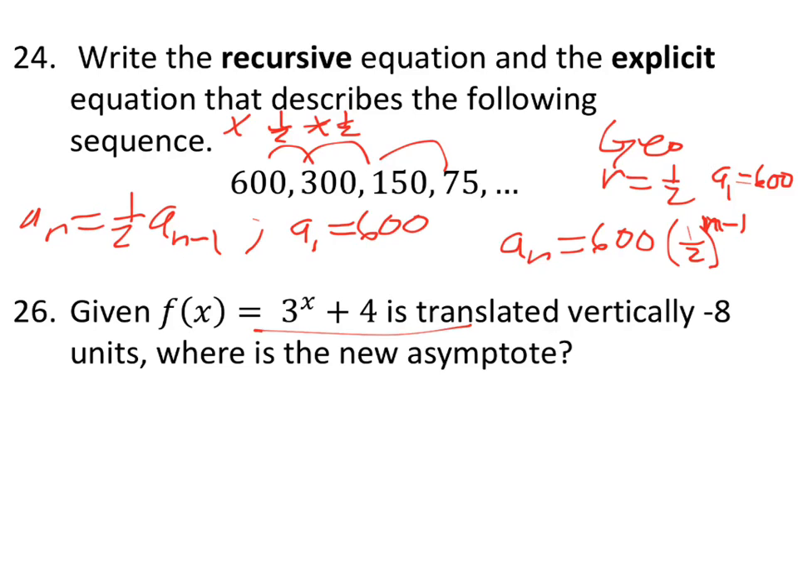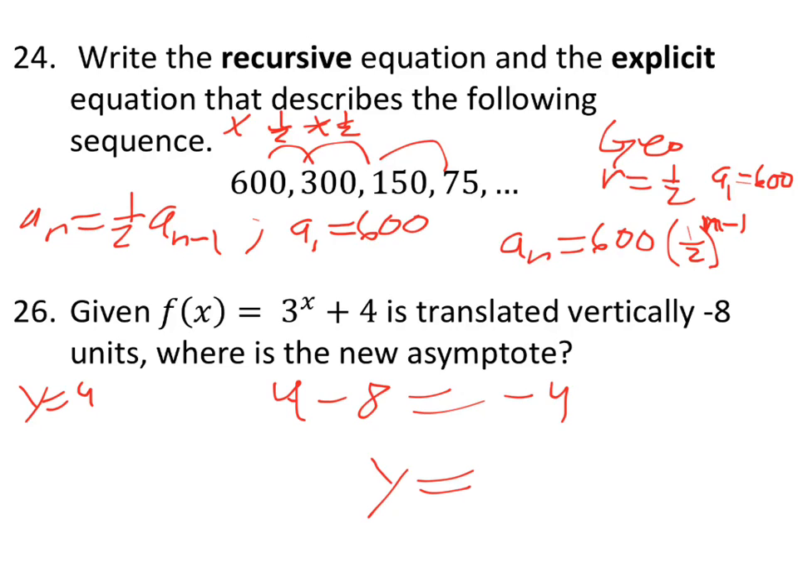26. Given this, translate vertically negative 8 units. What's the new asymptote? Well, this guy here is an exponential, and this is the asymptote, y equals 4. And if you shift vertically negative 8 units, that's just 4 minus the 8, which will give you negative 4. So your new asymptote is y equals negative 4.